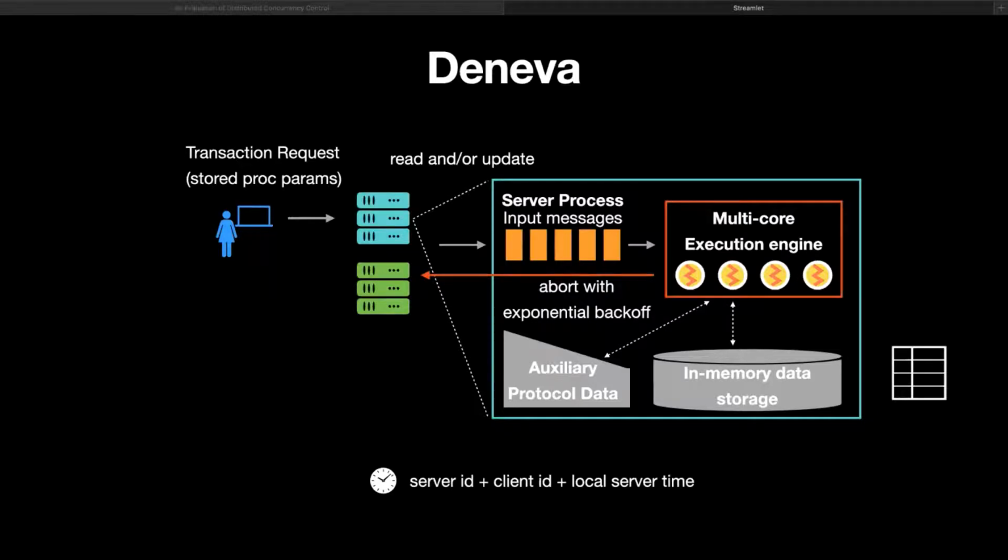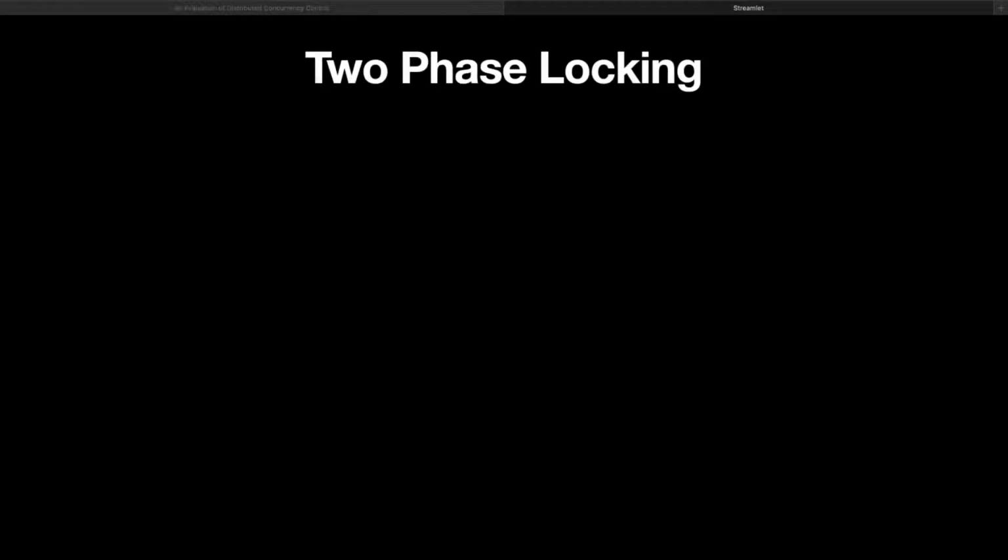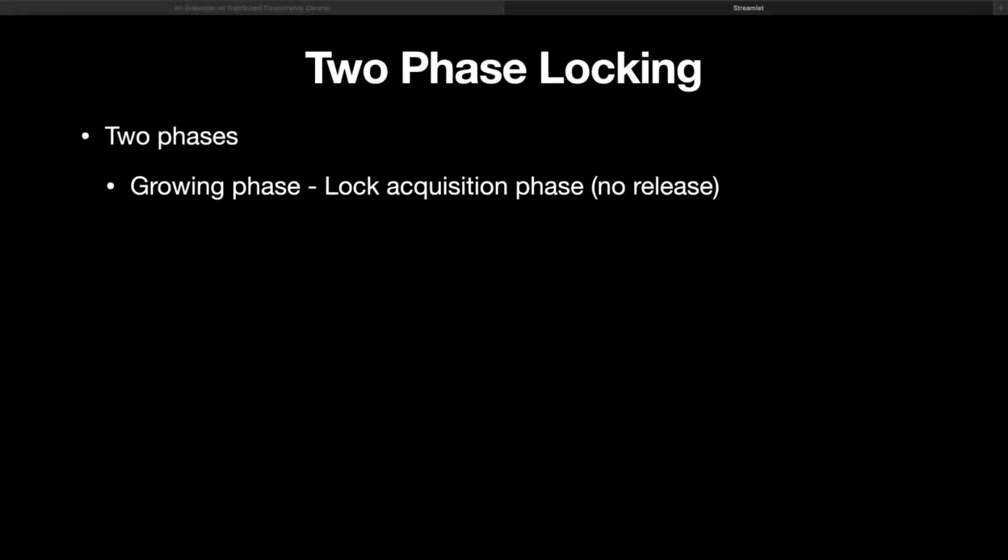So with that, now let's look at a brief overview of all of the protocols that are implemented in Deviva. First is the traditional and most widely implemented protocol, called two-phase locking. Two-phase locking is fairly straightforward. It has two phases. In the first phase, which is called the growing phase, the transaction tries to acquire locks on all of the records that it is trying to access. In this phase, there is no release, so only locks are acquired.